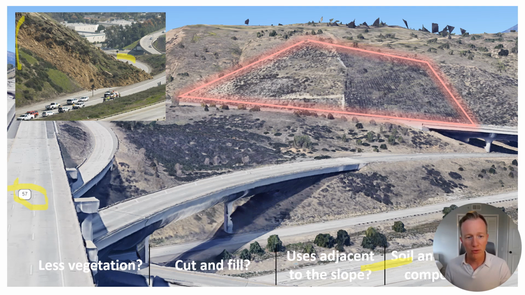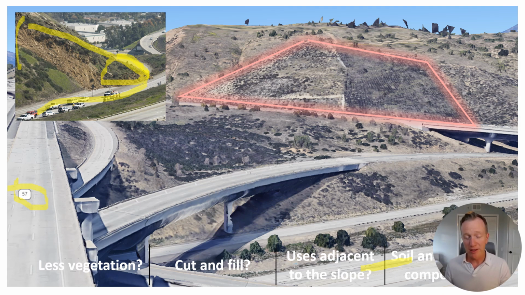So this road here is the road coming up from the 10 freeway to the 57. This is the 57 right here. And you can see all of this soil fell down on top of the road, and the interchange was closed for a couple of months as they removed the soil and then had to regrade the entire hillside.